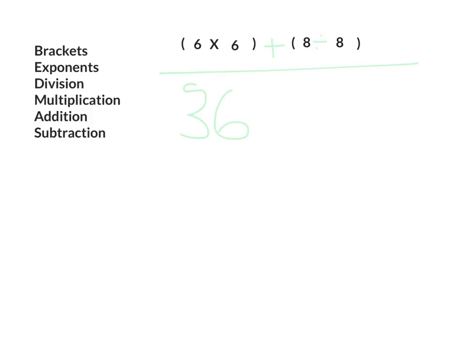And sorry about my 3. And then you're going to do plus, and then in brackets again, 8 divided by 8. Then you're going to do another line and do 8 divided by 8, which is 1, and then a plus sign, and then 36. And then that, of course, equals 37.